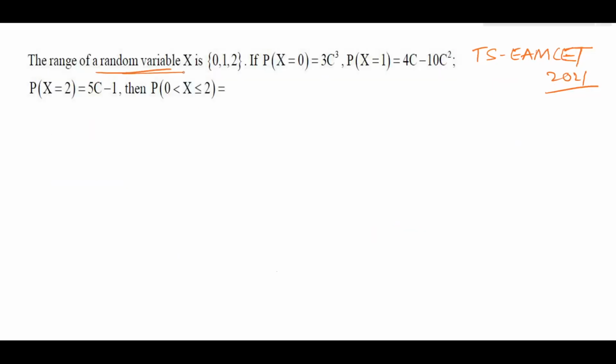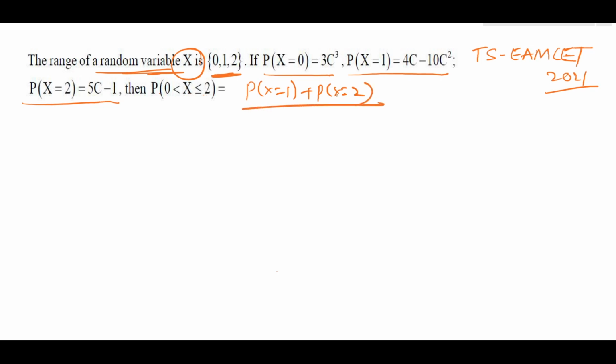The range of a random variable x is 0, 1, 2, and P of x equal to 0 is 3c cube, P of x equal to 1 is 4c minus 10c square, and P of x equal to 2 is 5c minus 1. Then find the value of P of 0 less than x less than or equal to 2. That means P of x equal to 1 plus P of x equal to 2. Now find these two values. We know that total probability is equal to 1, that is sigma of P of x equal to 1.